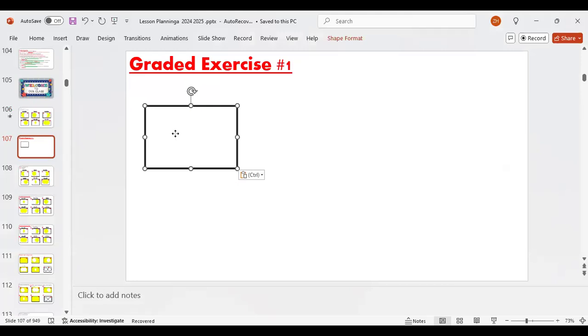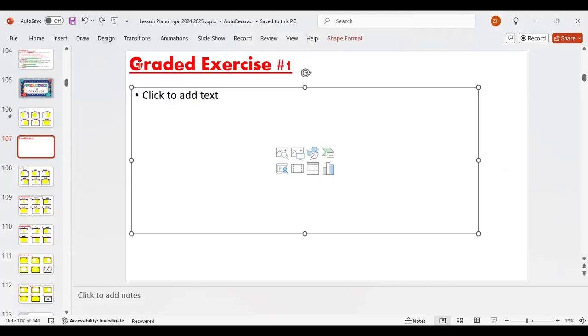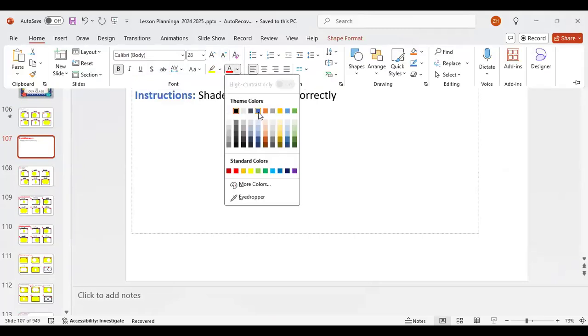All right, let's write the instructions. Write this down for me, please. Shade the diagrams correctly based off the headings that I give you all. So make sure you do that.